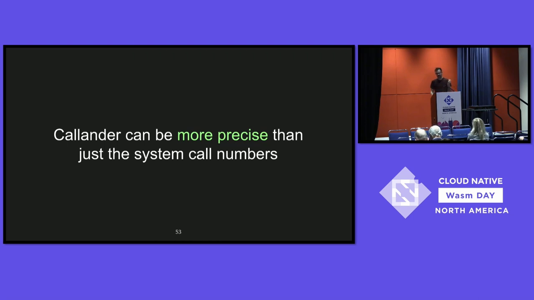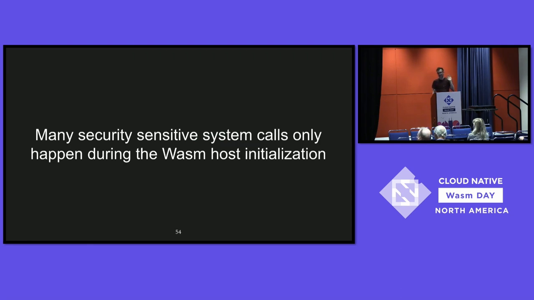It's important to note that Callander can be more precise than just the system call numbers. It knows what range of values are possible for each argument. And this is much more detailed than a human could be expected to write. And you'll see in a moment why I wanted to apply it to WebAssembly runtimes. That's because many security-sensitive system calls, like those that can add new executable code, only happen at startup and program initialization, and when WebAssembly modules are loaded. And then once the program gets going, it should never do that again. And that is something that attackers generally do during their attack.